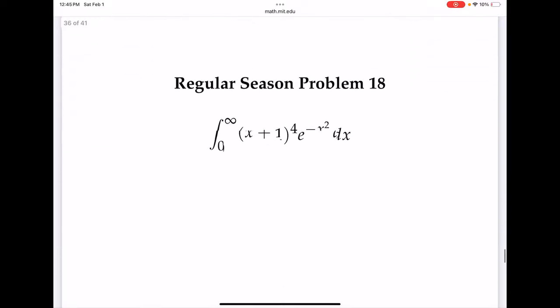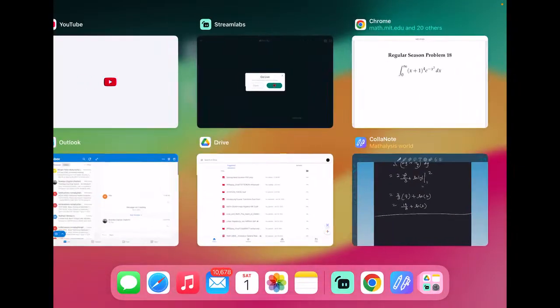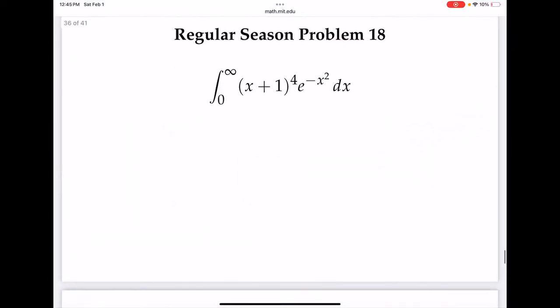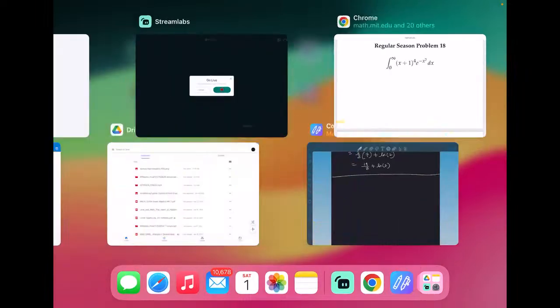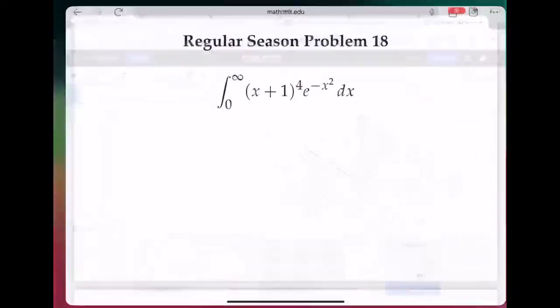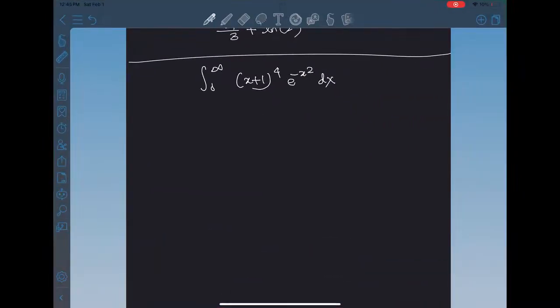Let's go to the next one. Let's go to the 18th problem. My battery is draining. The integral from 0 to infinity of x plus 1 to the power 4 to the power negative x squared dx. This is the 18th problem. Is that it?